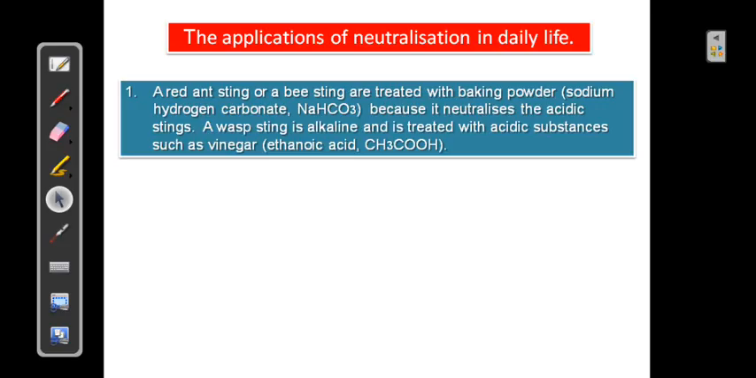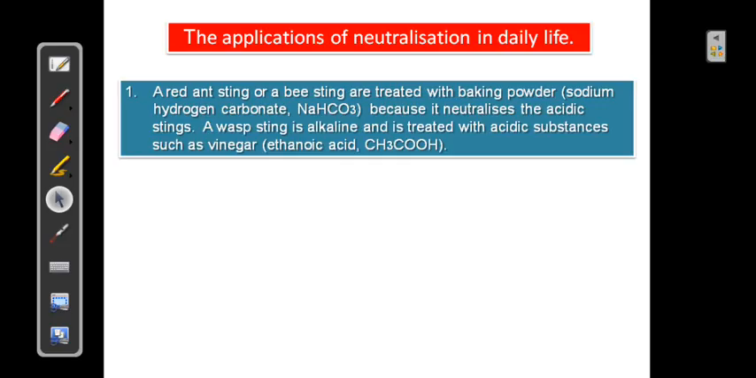On the other hand, if you get a wasp sting, that is alkaline, and an alkaline sting normally gives you a burning sensation. So when you have that kind of burning sensation, all you need to do is just look for vinegar. Yeah, in your kitchen, that vinegar, also known as ethanoic acid, that is CH3COOH. So just apply that vinegar onto the sting, and bingo, all the pain will be gone in a matter of seconds. So this is what we call neutralization.